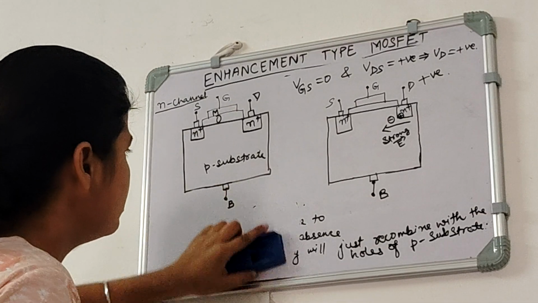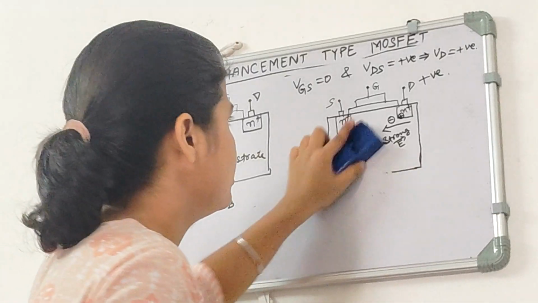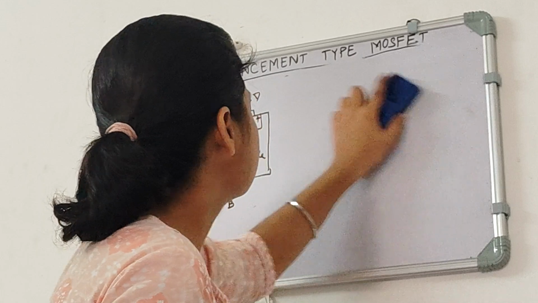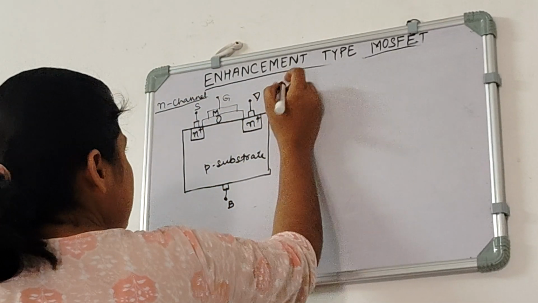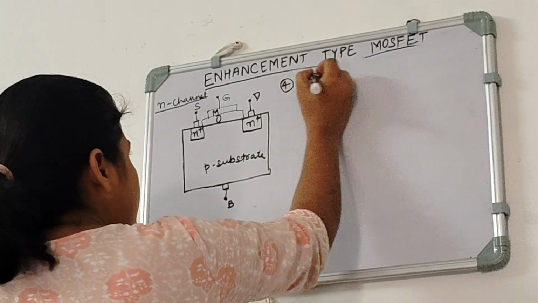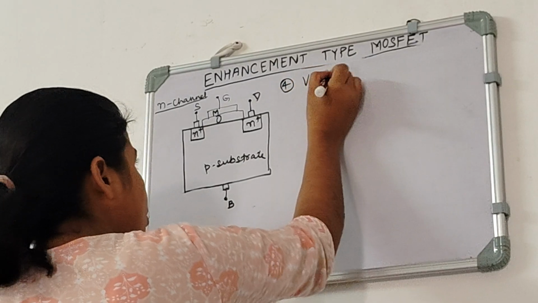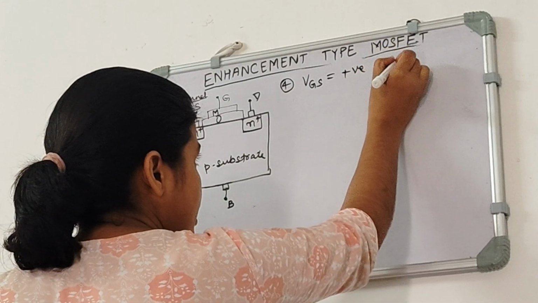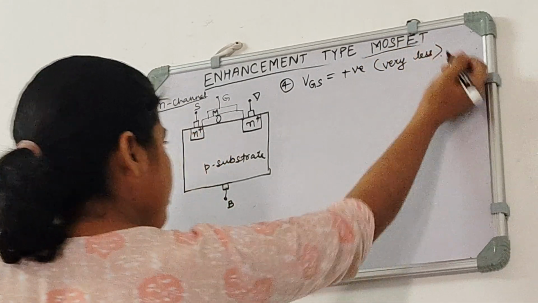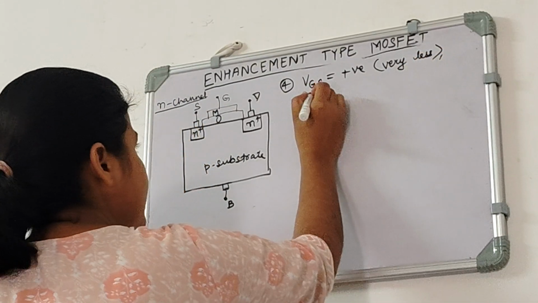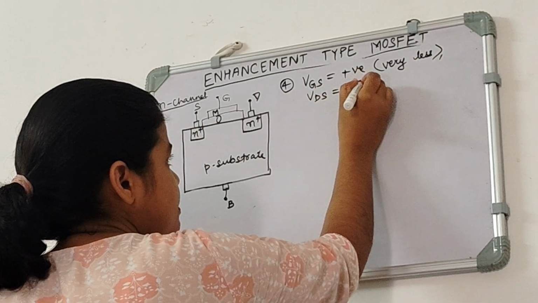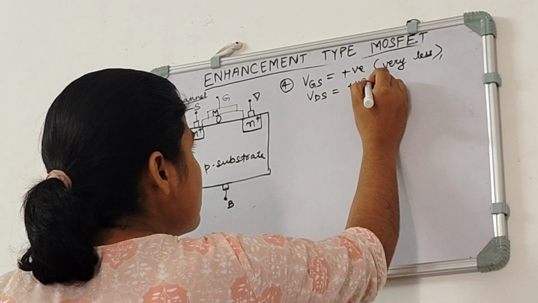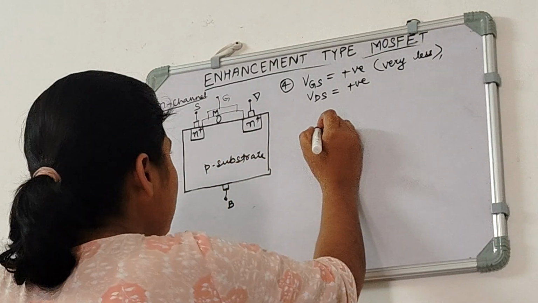Now we will see the fourth condition. So what is the fourth condition? Our fourth condition is that VGS equals positive, but this positive voltage is very less in magnitude, and VDS equals positive. Now, what will happen? Let us see that.